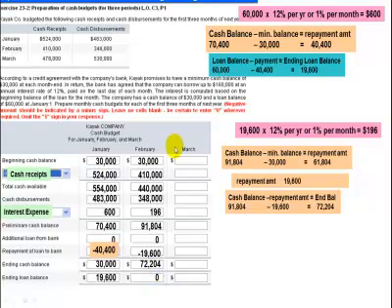Now we're ready to go into March. In March, we have a beginning cash balance, which is the same as our ending cash balance for February, of $72,204. We have cash receipts in March of $478,000. That gives us cash available, these two added together, of $550,204.